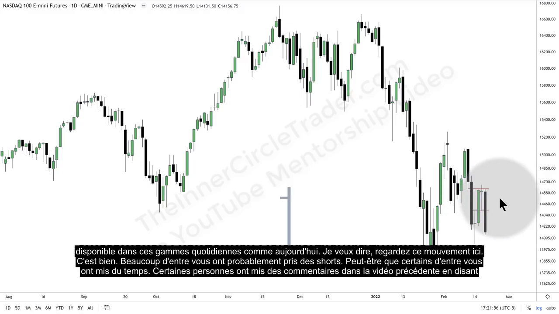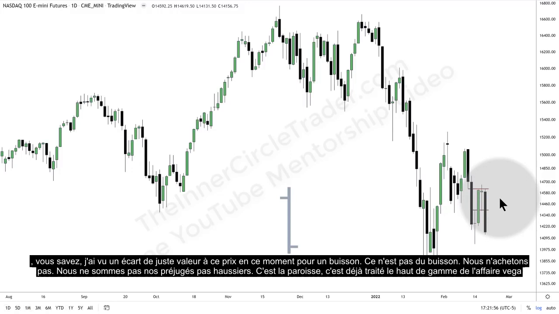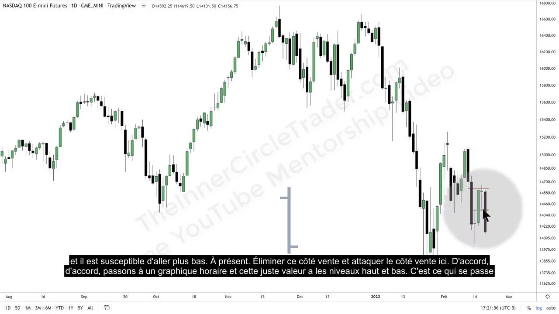I got some people putting comments in the previous video saying, you know, I saw a fair value gap at this price at this time for a bullish. It's not bullish. We're not buying. Our bias is not bullish. It's bearish. It's already traded to the top end of that fair value gap, and it's likely to go lower now, taking out this sell side and attacking the sell side over here. Okay.